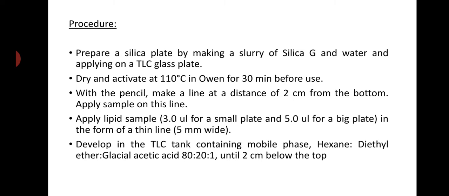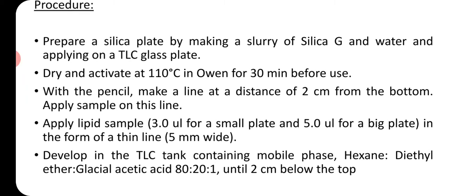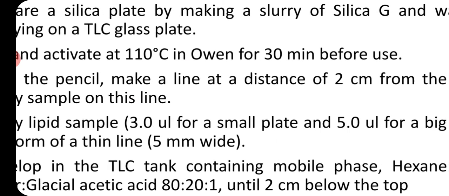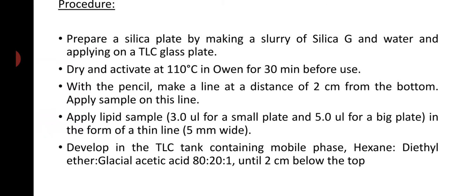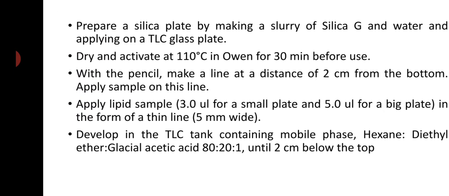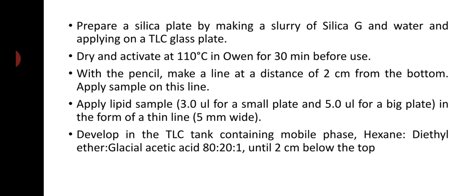So you make a thick slurry of silica in water, and then you have to apply it onto the TLC glass plate. It can be a slide also, you have seen glass slides. Then you have to dry it at room temperature first, and then activate it at 110 degrees centigrade in an oven for 30 minutes, or you can use 180 degrees also, but let it be 110 degrees centigrade for 30 minutes, so that it gets activated, because there are fine pores in silica gel, so that the sample can move in those pores.